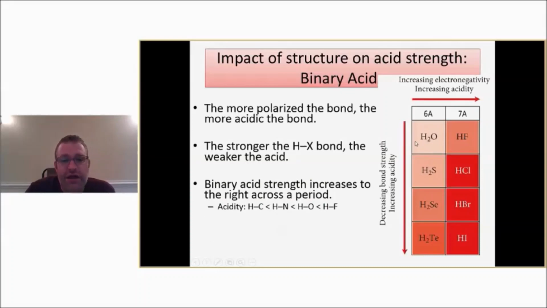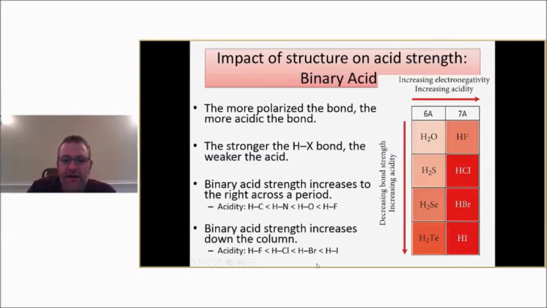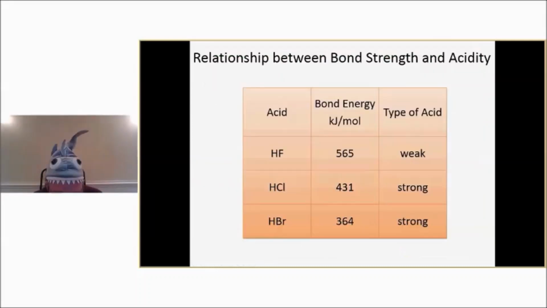Binary acid strength increases to the right across a period. And so as we go from carbon to nitrogen to oxygen to fluorine, we are increasing the acidity. And it increases as we go down a column. So HF is a weaker acid than HCl, which is a weaker acid than HBr, which is a weaker acid than HI. HI, HBr, and HCl are all strong acids though.